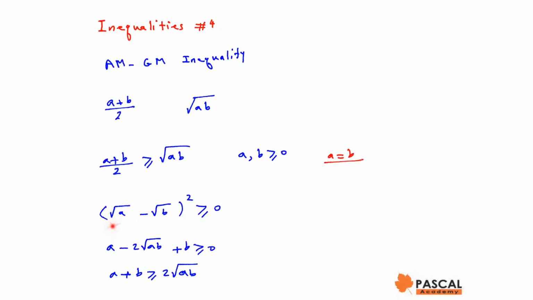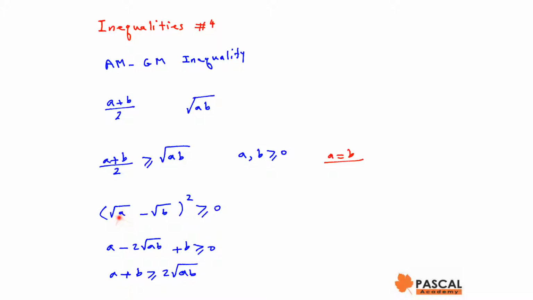To prove this, we start with square root of a minus square root of b to the power of 2 greater or equal than 0. If we expand the left side of this inequality, we have a minus 2 square root of ab plus b greater or equal than 0, which is a plus b greater or equal than 2 square root of ab. That is the same as the arithmetic geometric mean inequality.